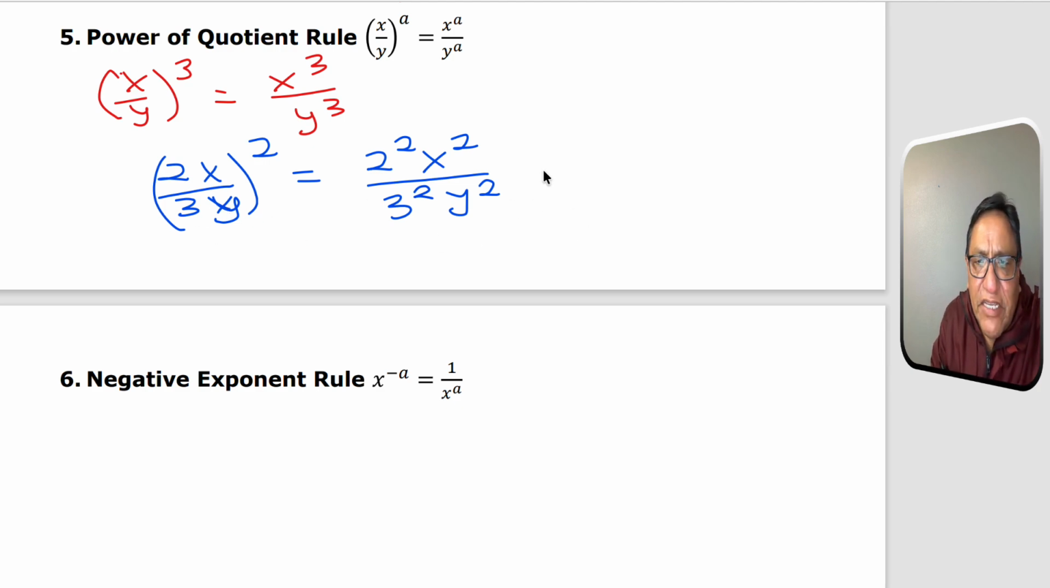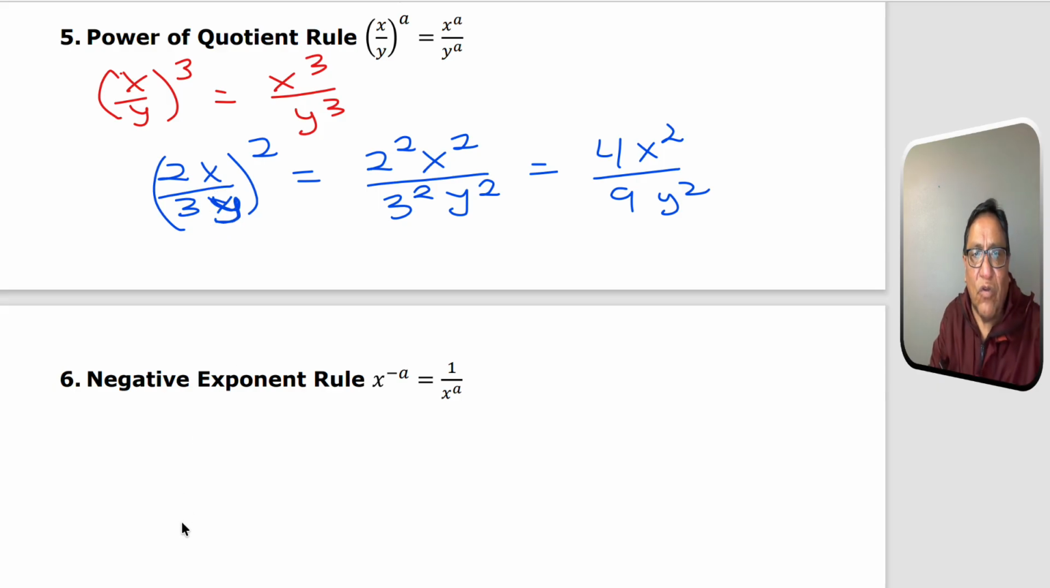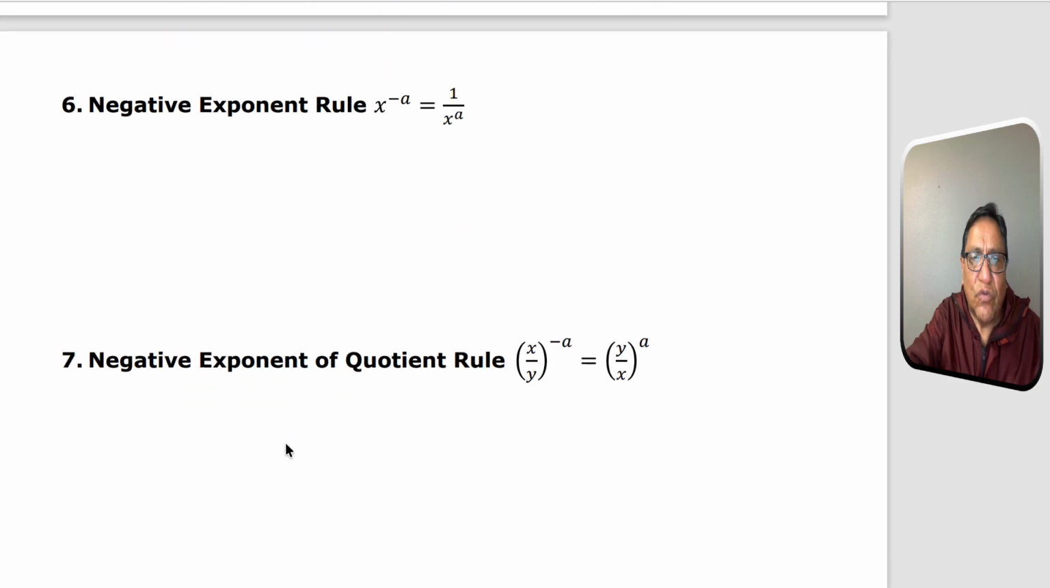Sorry, my mistake. So this will be the same as 4x squared over 9y squared. Make sure that this originally was y. Okay. So up to this point we have a power of quotient rule. Now we will have the negative exponent rule.